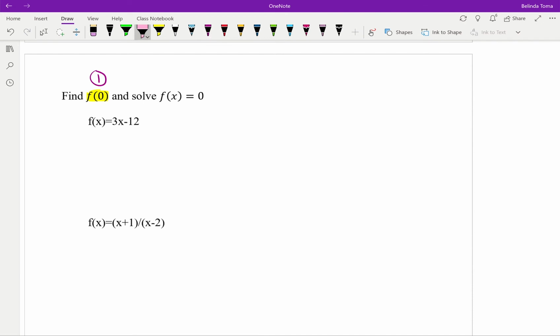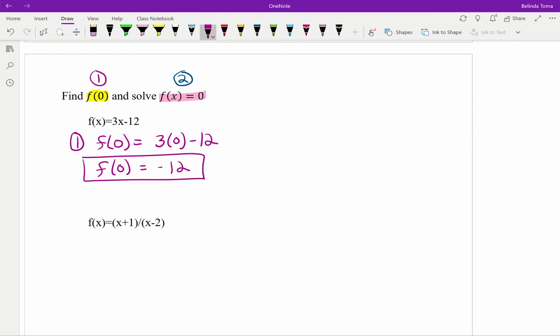In the second type of question, we're going to solve for f of x equals 0. What that means is that we want to know what the x would be given that the y, or the output, is 0. All right, so let's go ahead and do the first. Here we are again putting in 0 where the x goes. So another type of evaluating. So 0 times anything is 0, minus 12. So we can see that when we put in 0, we get out -12.